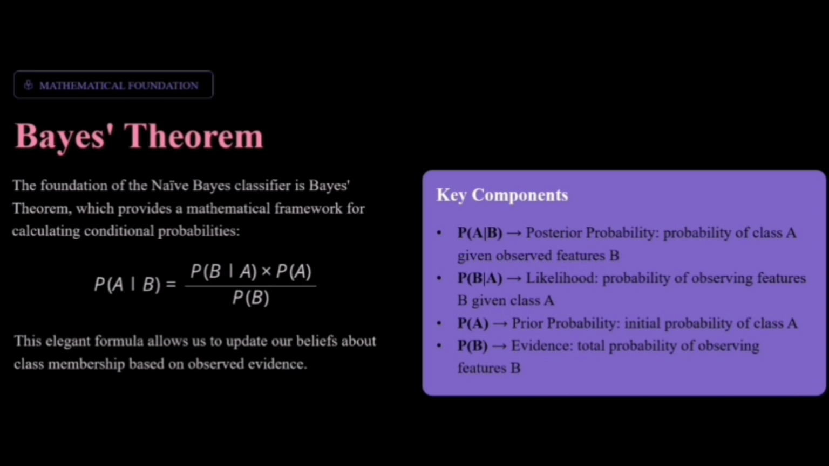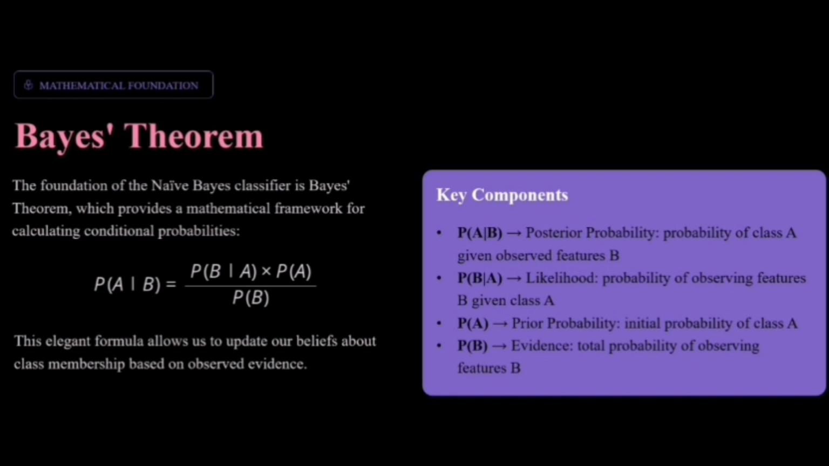The key components are P(A|B), the posterior probability, P(B|A), that is the likelihood, P(A), that is the prior probability, and P(B), that is the evidence. Using this formula, the model calculates probabilities of each class and chooses the one with the highest value.